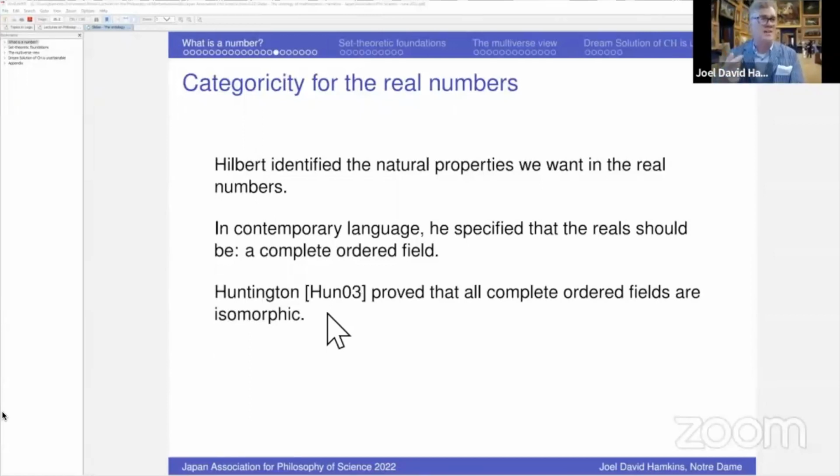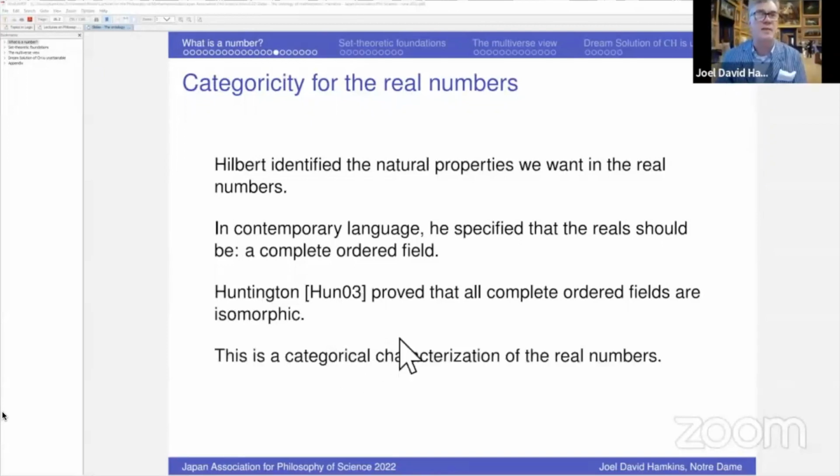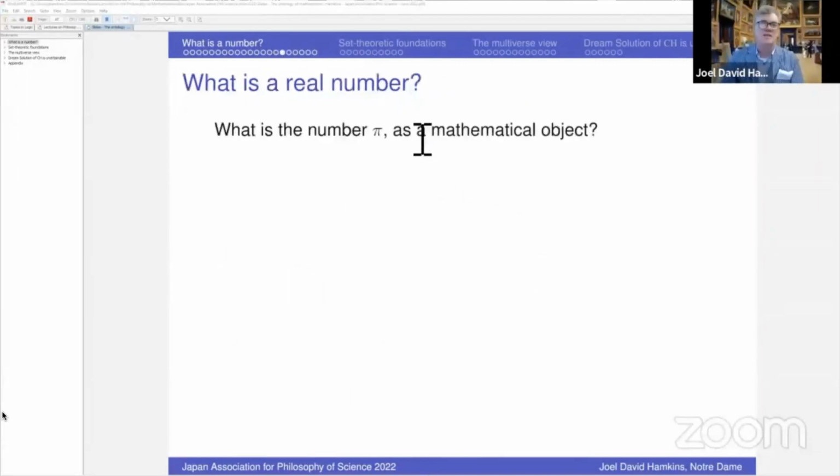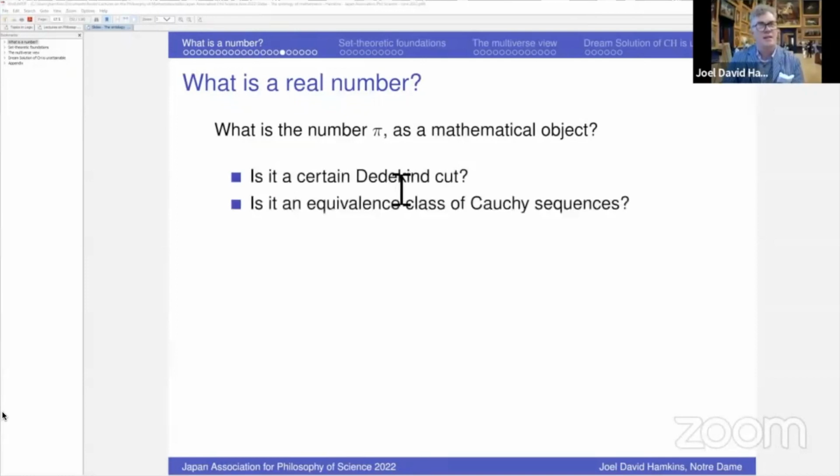So we're entitled to refer to the real numbers on structuralist grounds by saying, I'm thinking of a complete ordered field, and that is successfully referring. So that's a categorical characterization of the real numbers. So what is the number pi, for example, or another real number that you might like as a mathematical object? What is it? Well, is it a Dedekind cut? Or is it an equivalence class of Cauchy sequences?